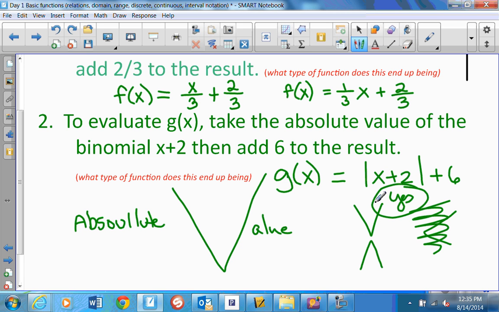So absolute values are always functions. Always V's, always functions. Whether they open up or down, it doesn't matter. You can have a negative in front of that. You can have a 3 in front of that. Makes no difference. It's always going to be a V.